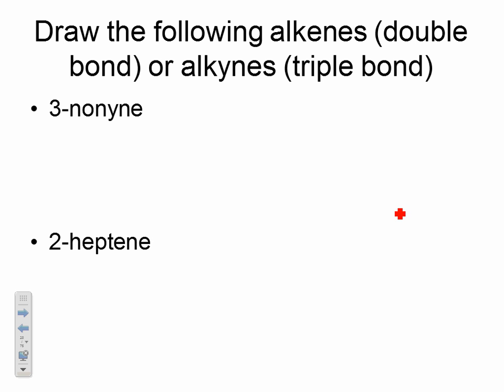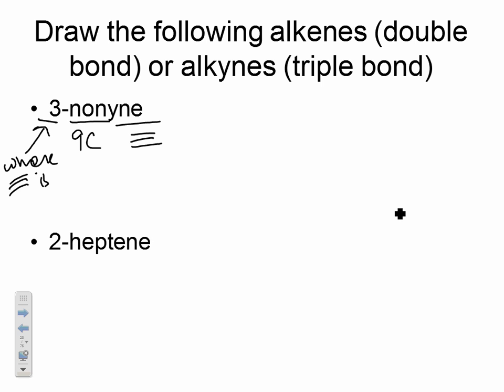For drawing alkenes and alkynes, the biggest thing is to basically start at the back and work your way forward and ensure that each carbon gets 4 bonds all the time. So 3-nonyne, pulling this name apart, what does non- mean? Non- means 9 carbons. What does -yne mean? -yne means that I have a triple bond. What is the 3 telling me? It's telling me where the triple bond is.